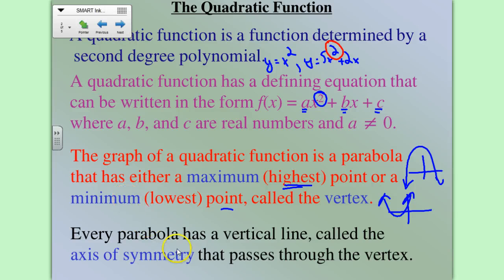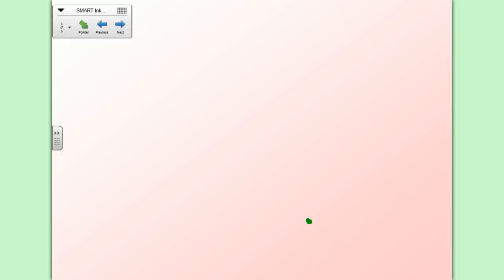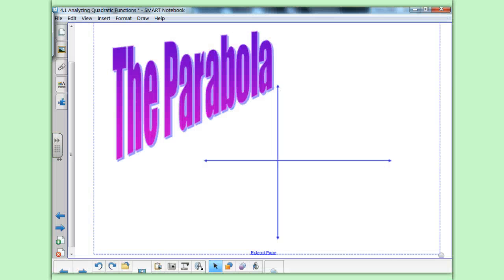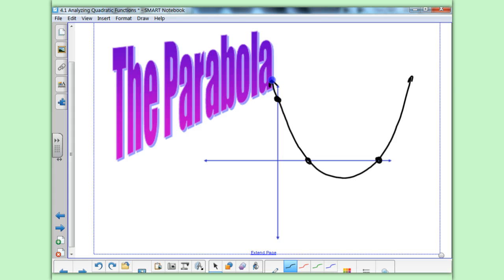Now let's look at an example and see what this might look like on an actual parabola. On your notes, draw a parabola that looks like this, a happy parabola, an upward facing parabola. What would be the key points we've talked about for parabolas? This is a y-intercept. This is an x-intercept. That's another x-intercept. And this is another important point, called the vertex.